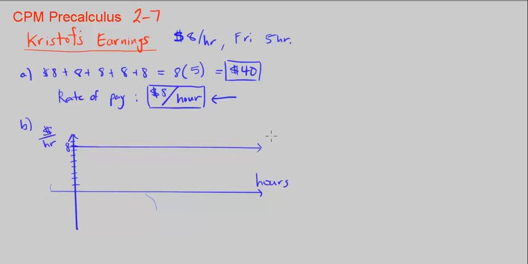So what kind of a line is this? Well, this is a horizontal line. It's just flat, and it's parallel to our hours axis.